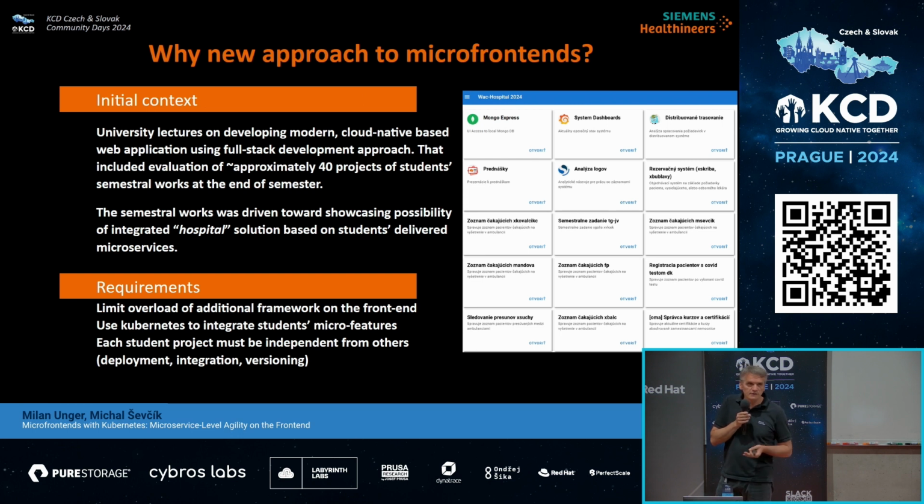For the backend, it was quite clear. They will just deploy to GitOps some microservice, some Docker and Kubernetes manifest for the backend. But for the front end, it was quite challenging how to integrate 50 different features into a common solution, to really keep the main idea of microservices on the backend also on the front end, and at the same time keep every student's project independent, so they are not depending on each other and you can evaluate the work.